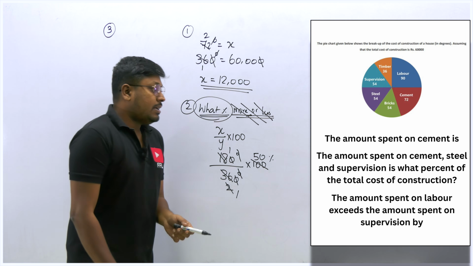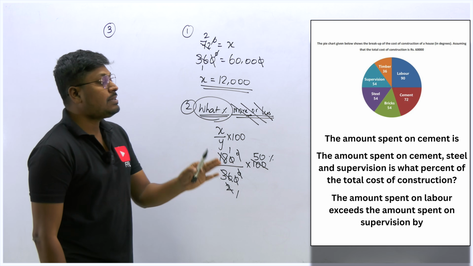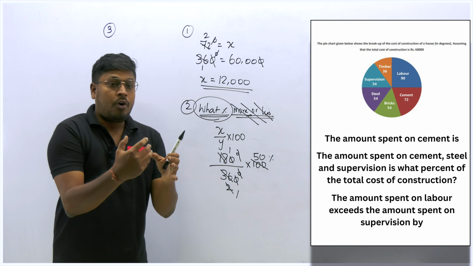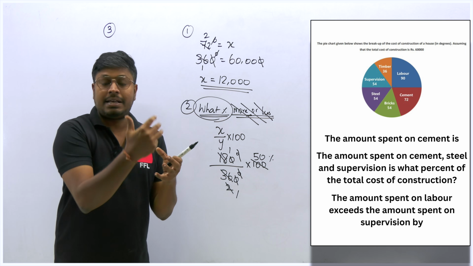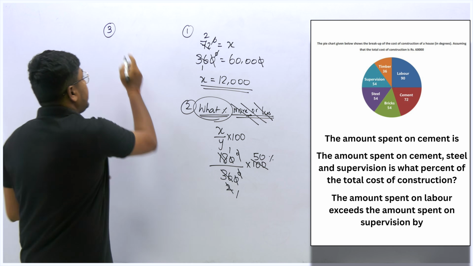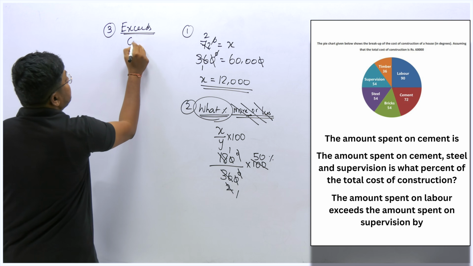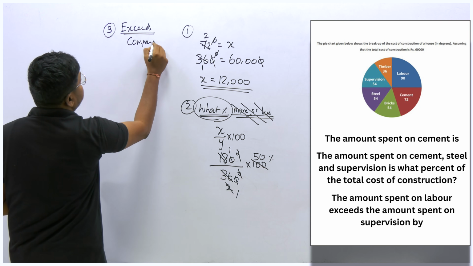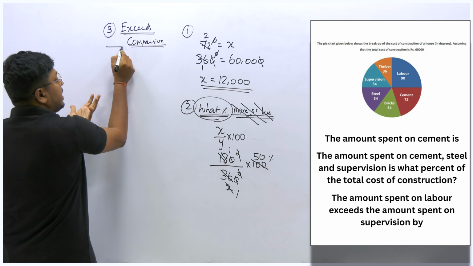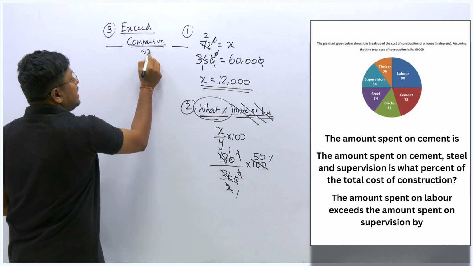So next question, the amount spent on labor exceeds the amount spent on... exceeds means how much more, right? When compared to this amount, how much more, or else we can consider it as difference. Everything is the same, right? If you find the word exceeds, that means comparison, right? So you have to compare. First amount is how much more than the second amount. That means the difference, right?